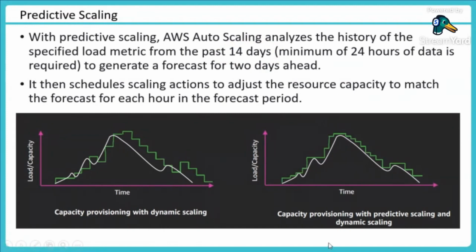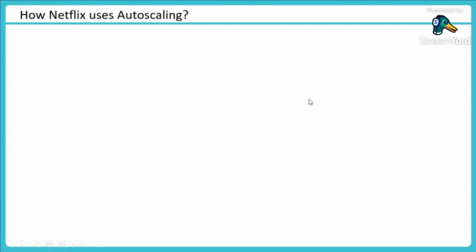Can this 14 be configurable? No, 14 is not configurable. The number of days, no. Right now, the model predicts based on 14 days only, not beyond it. So it won't be capturing your monthly cycles. It may be for weekly. For a monthly cycle, I would say use your scheduled scaling.